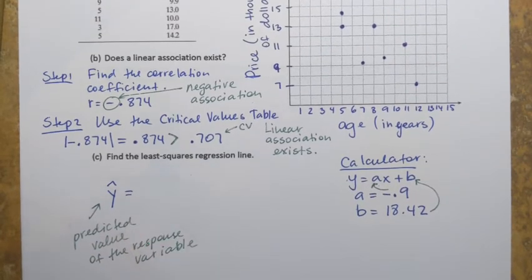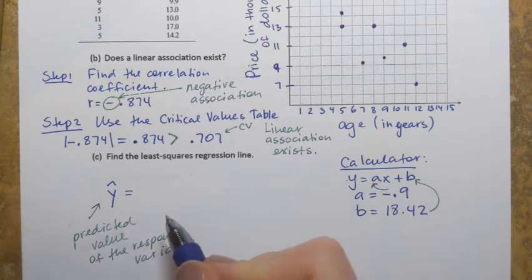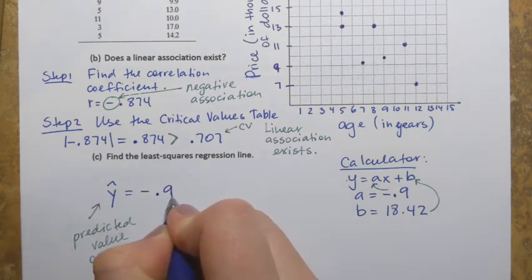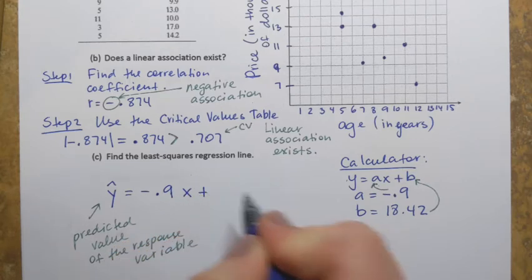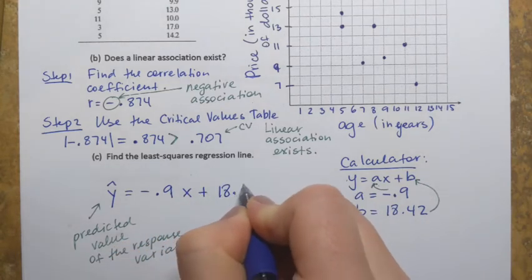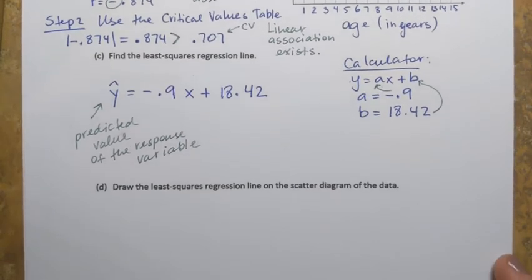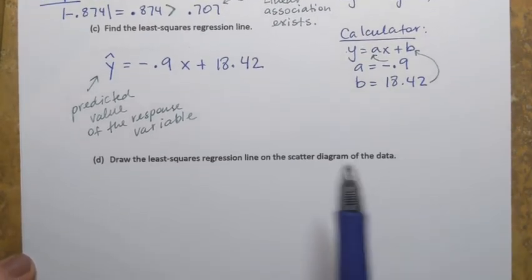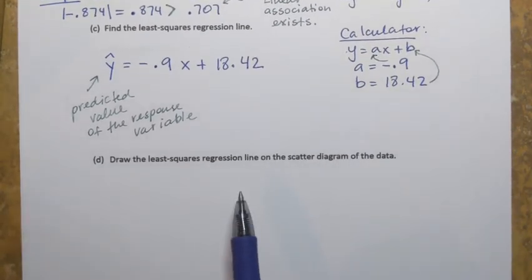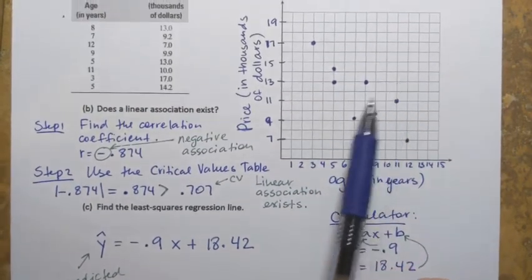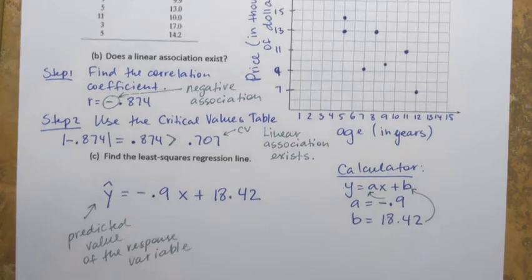Predicted value of the response variable, and then it's negative 0.9x plus 18.42. Okay, so we found the equation of the least squares regression line. Let's move on. In the next step, we're being asked to draw the least squares regression line on the scatter diagram of the data, so on the same xy plane.